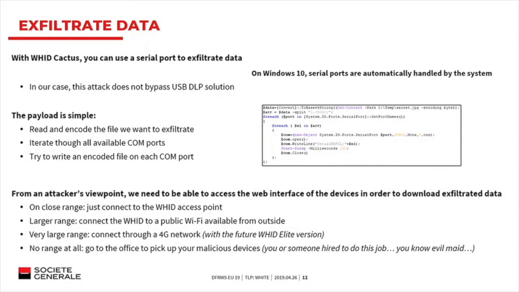So it's pretty simple. You write a simple payload. You read in base64 the file you want to exfiltrate. And yeah, it's a dirty payload, but you can iterate through all available COM ports and try to write the base64 chunk on all ports. There will be the good one, and normally you will be able to exfiltrate data.